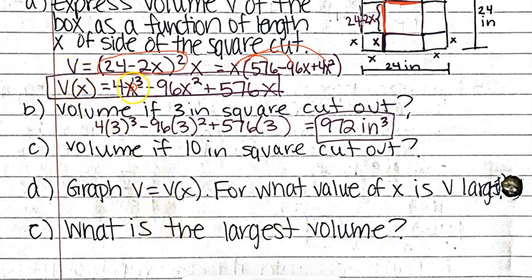Graph, put in your y1, 4x cubed minus 96x squared plus 576x, and do second trace max. Largest, that max point, the x coordinate is what D wants, and then the y coordinate is what E wants.